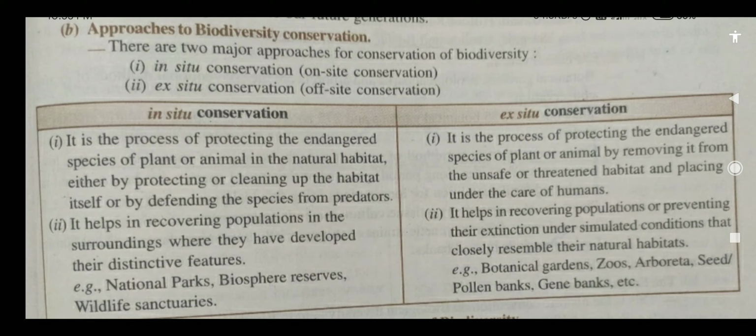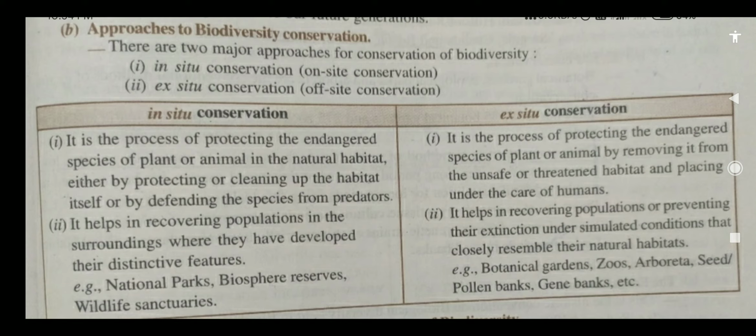Now, what is in situ conservation? It is the process of protecting the endangered species of plants and animals in their natural habitat, either by protecting or cleaning up the habitat itself, or by defending the species from predators. If biodiversity is conserved in their natural habitat, this conservation of biodiversity is called in situ conservation, or also on-site conservation. We are protecting these species from their predators, so that is also conservation, but this conservation occurs in their natural habitat.